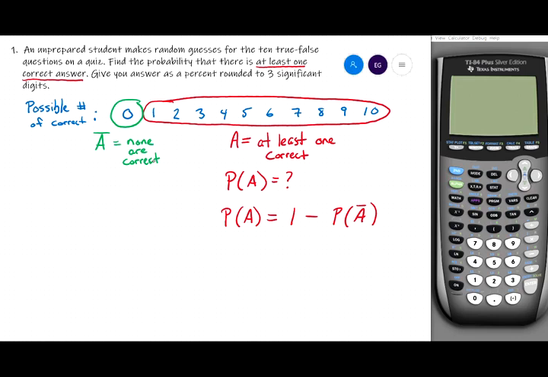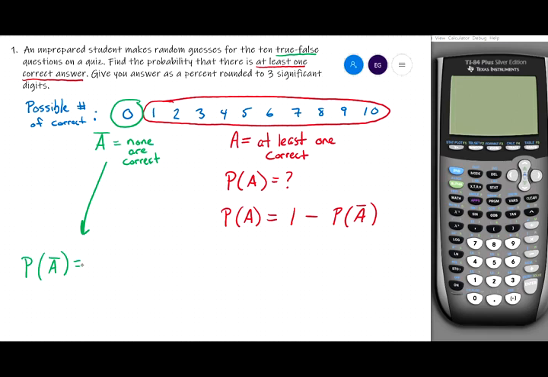So each problem is true-false. So you have 2 options. It's like a coin flip, 50-50. You have a 50% chance of guessing correct. You have a 50% chance of guessing incorrect. Okay, so the probability of not A.